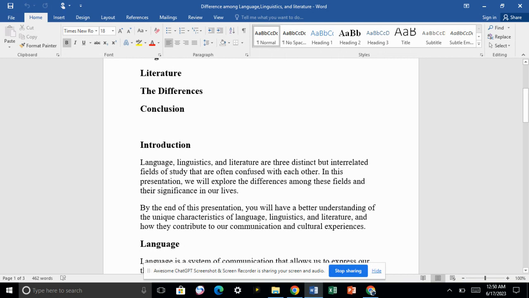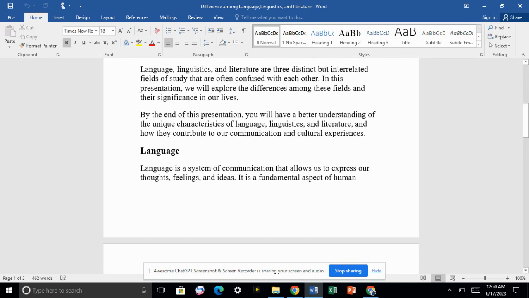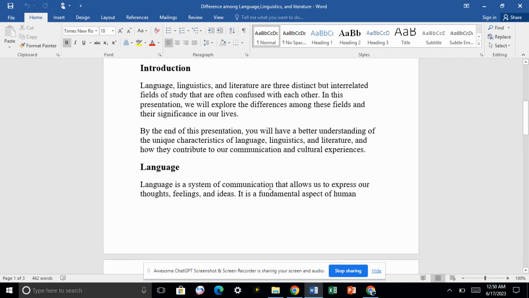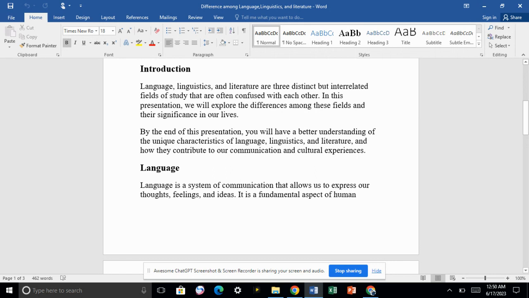Okay, first of all, the introduction. Language, linguistics, and literature are three distinct but interrelated fields of study. They are often confused with each other. Why are they often confused? Because people, mostly students, can't differentiate among these three main subjects. So we are going, inshallah, to properly differentiate them and show the difference among these three topics. By the end of the presentation, inshallah, the students will be able to understand all these things.